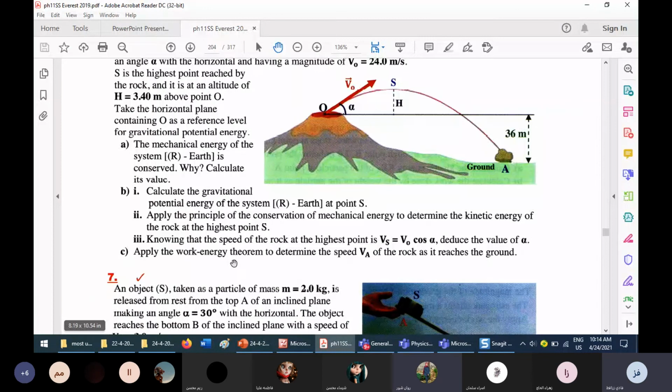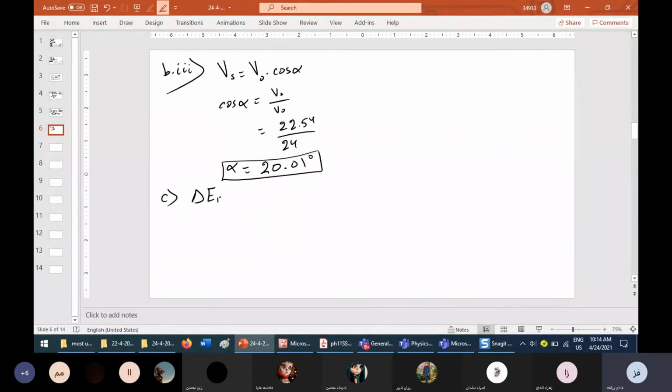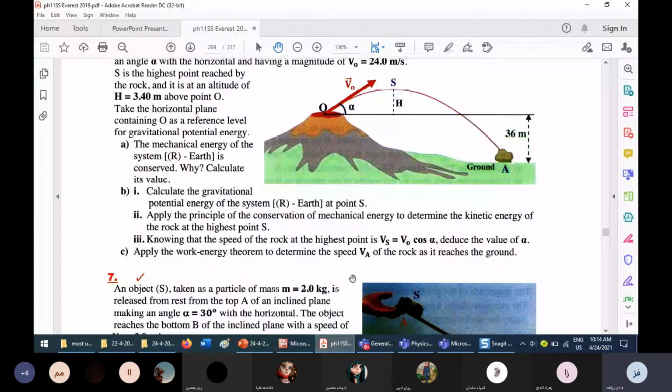Apply the work energy theorem to determine the speed at A as it reaches the ground. From where to where? From S to A, or from O to A? Anyway, choose either. The work energy theorem says the variation of kinetic energy equals the sum of all work acting on the object. I have only one work. From which point to which point? Take it from S to A. I don't care, as long as the height is given. The whole height is given. Okay, I will take it from S to A.